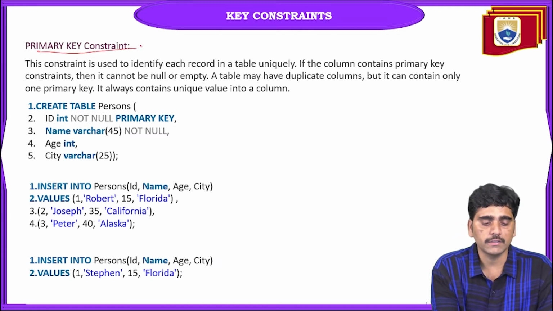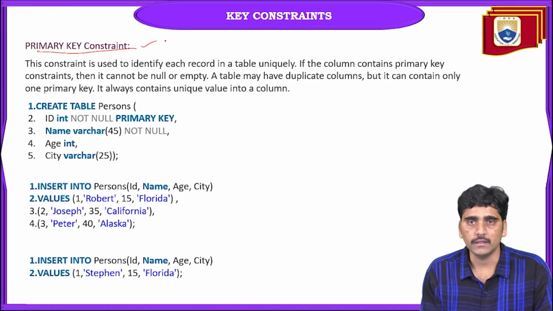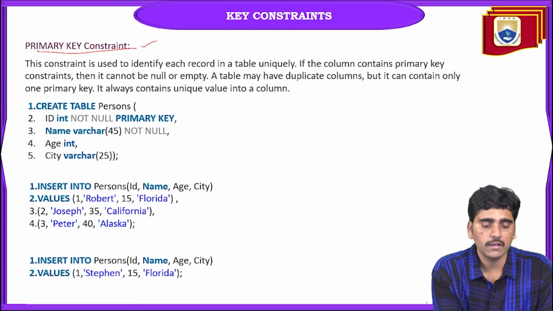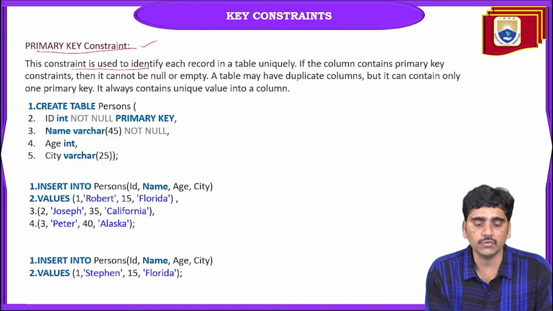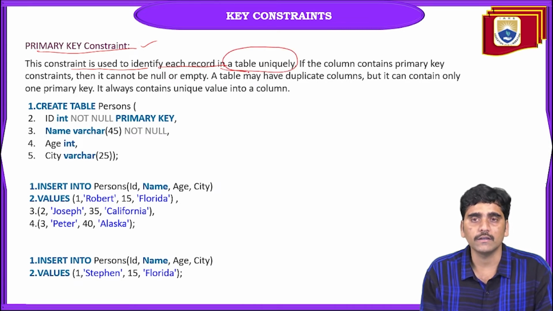Primary key constraints. A primary key is nothing but a rule. You can understand that it does not have any duplicate values, as well as it does not have any null values. This constraint is used to identify each record in a table uniquely.